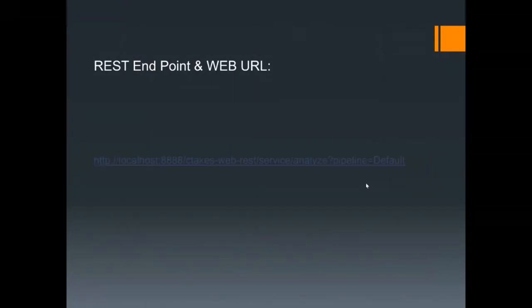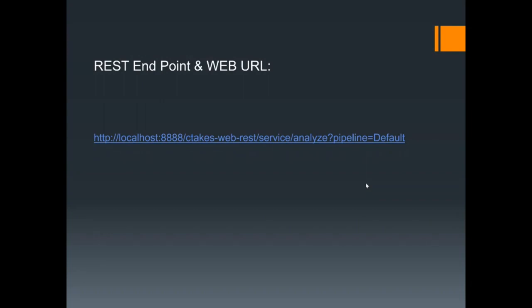And the REST endpoint will look something like this, as shown in the slide: your hostname colon port slash ctakes-web-rest slash service slash analyze, and then question mark pipeline equals default. By default, we are using the default piper, which is available as part of the clinical pipeline. But if you want to do any detailed analysis, we can use the full piper, which has negation and other pipers. So if you want to run extensive analysis, we can use analyze question mark pipeline equals full. With that, you will be able to do extensive analysis using this REST endpoint.